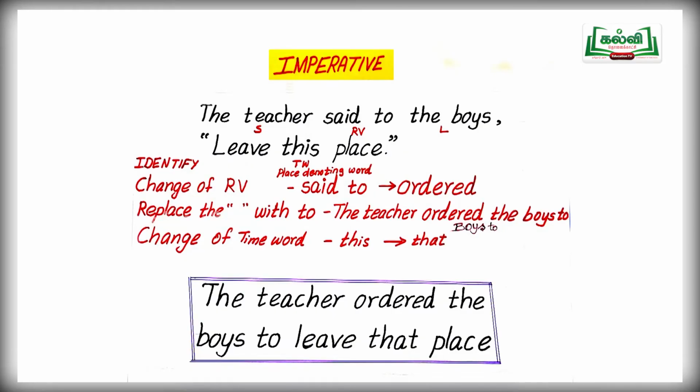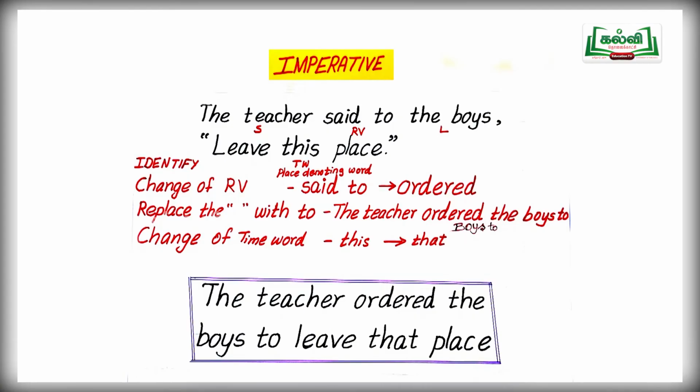Then we'll see the imperative sentence. The teacher said to the boys, leave this place. First step, identify speaker, reporting verb, listener, time word this. Change of reporting verb: said to becomes ordered. Here the teacher is speaking to the students. Replace the inverted comma with to. Then the sentence begins, the teacher ordered the boys to. Change of time word: this becomes that. Then the answer is the teacher ordered the boys to leave that place. Then last we see the exclamatory sentence.